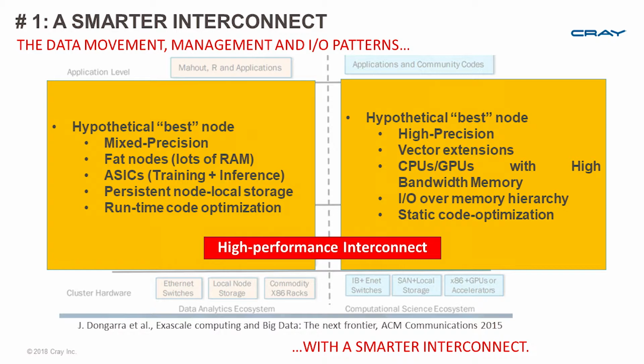Versus if you're in the big data space, you're okay with mixed precision. You're okay with FP16. You're okay with some of the other floating point representations. You need a lot of RAM if you're trying to do analysis in memory. And you probably want a few of these ASICs to just sprinkle in there depending on the different requirements that you have. You prefer persistent node local storage, and you do just-in-time compilation.